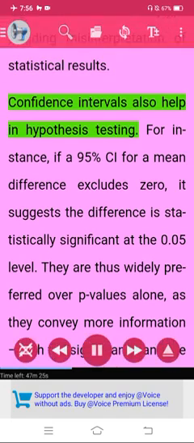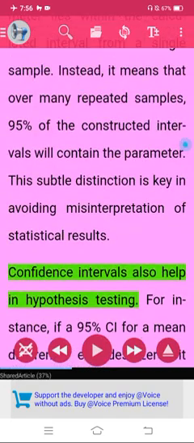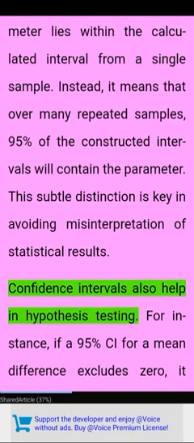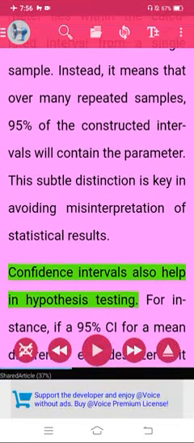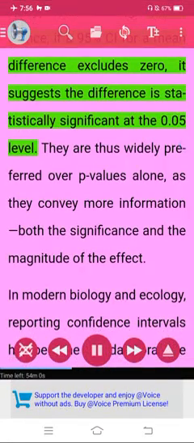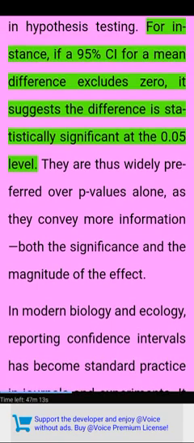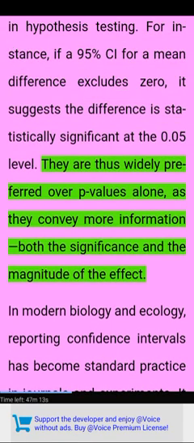Confidence intervals also help in hypothesis testing. For instance, if a 95% CI for a mean difference excludes 0, it suggests the difference is statistically significant at the 0.05 level. They are thus widely preferred over p-values alone, as they convey more information, both the significance and the magnitude of the effect.